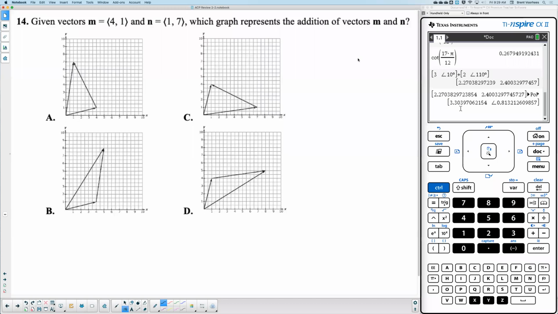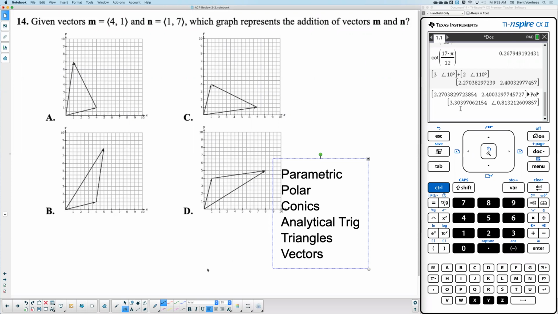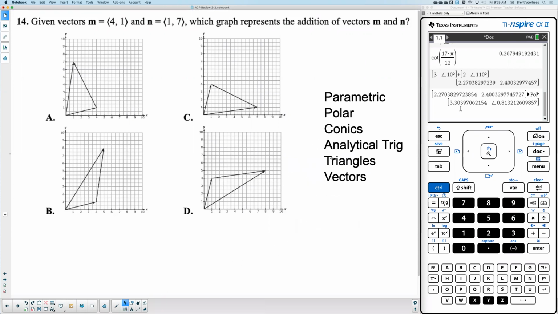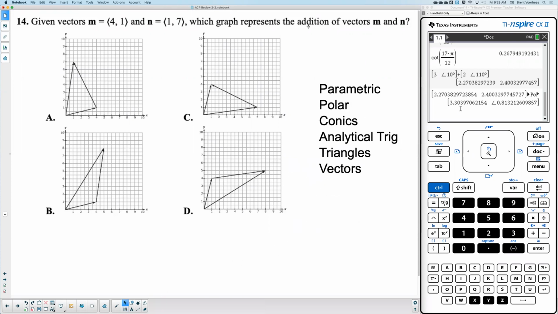All right, number 14. It says given vectors M and N, which graph represents the addition of vectors M and N? Here they don't use the vocabulary. They should use the word resultant, but they just say which graph represents the addition, and that just means the resultant. What type of problem is this? It says vectors, and the addition of vectors means resultant, by the way. We're going to add up vectors.